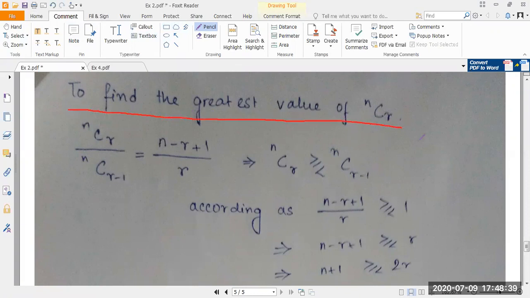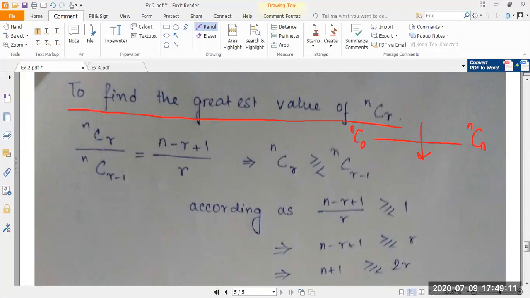So let's say we have been given a lot of values, NC0, NC1, NC2 up to NCn, and we need to find out the greatest value of NCR. Now, NCR by NCR minus 1, as we have discussed before, solving this fraction, we get n minus r plus 1 by r.